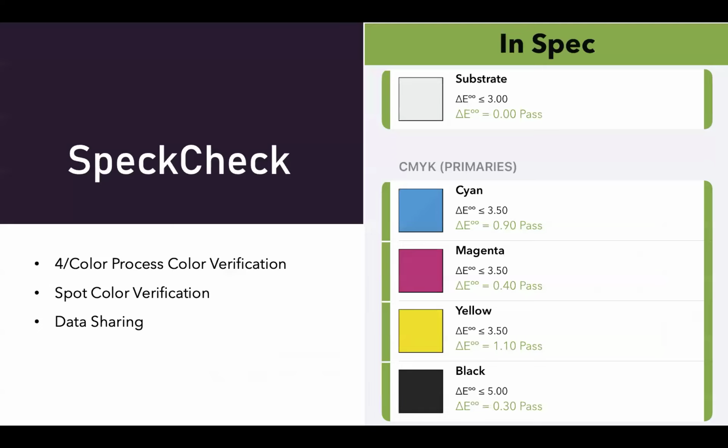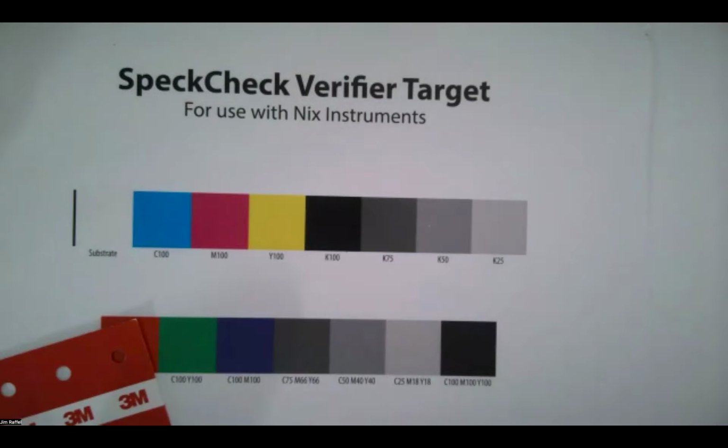So the next thing I want to show you is SpeckCheck, which can do 4-color process verification. If you attended the first webinar we did in the 4th quarter, we showed that. So we're not going to show that again today. What we're going to show instead is some spot color work with SpeckCheck.